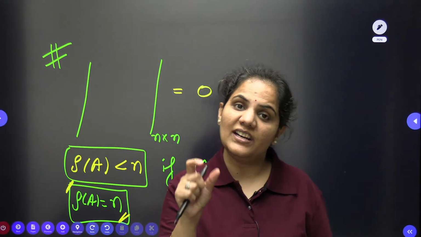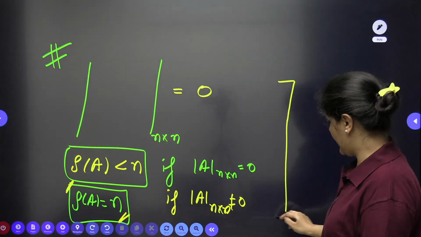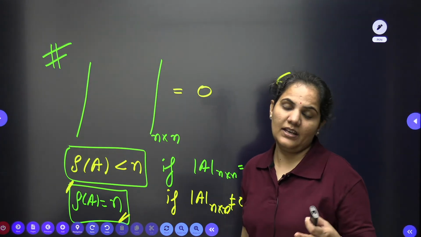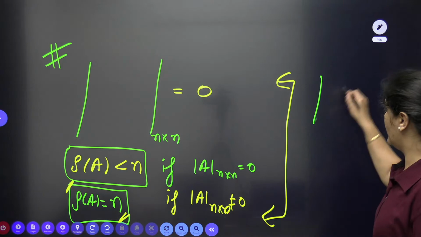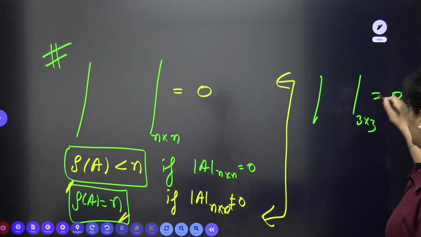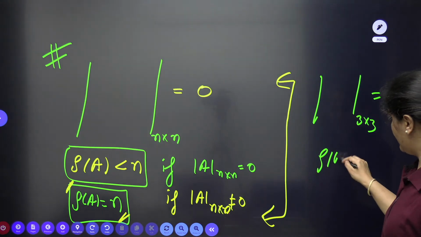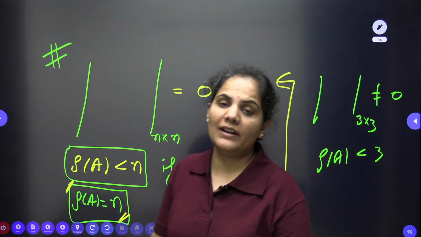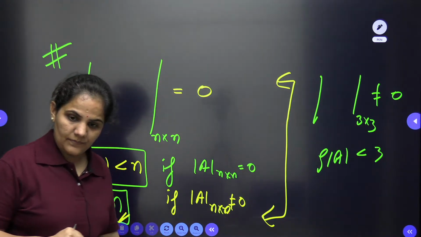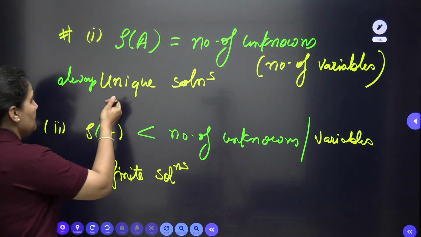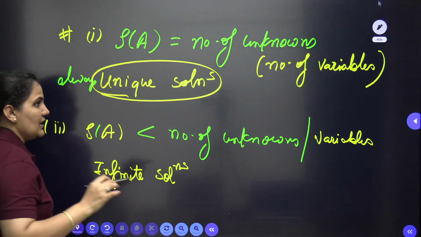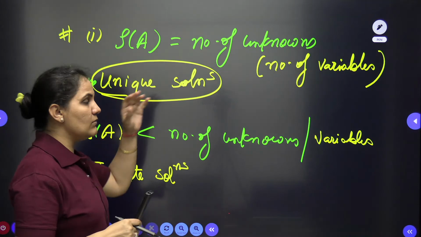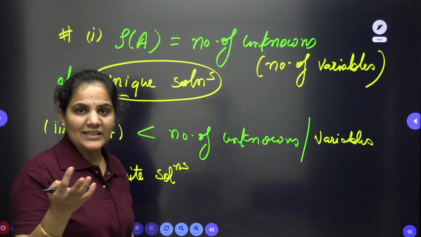This is called the relation between rank and determinant, which we should understand before approaching the system of equations. Suppose I have a matrix whose order is 3 cross 3 and the determinant is 0, then surely my rank will be less than 3. If the determinant is not equal to 0, then surely my rank will be equal to 3. Clear? So if my system of equations has a unique solution, it means rank is equal to the number of unknowns, and the number of unknowns are usually x, y, z only.